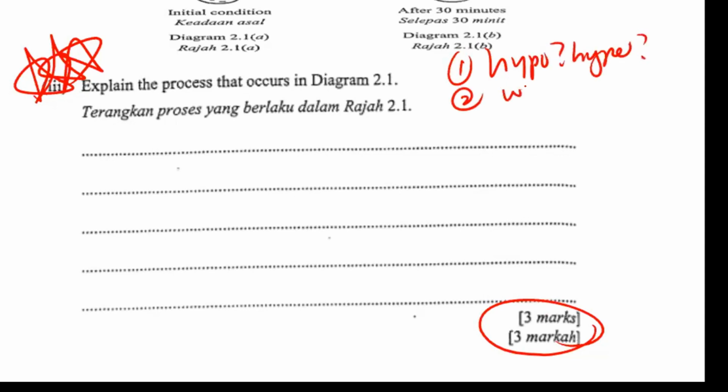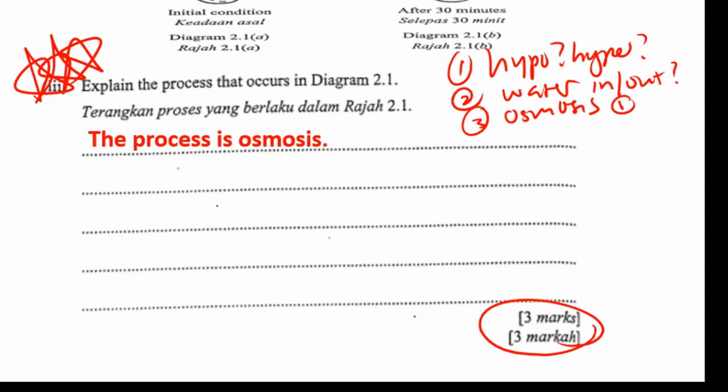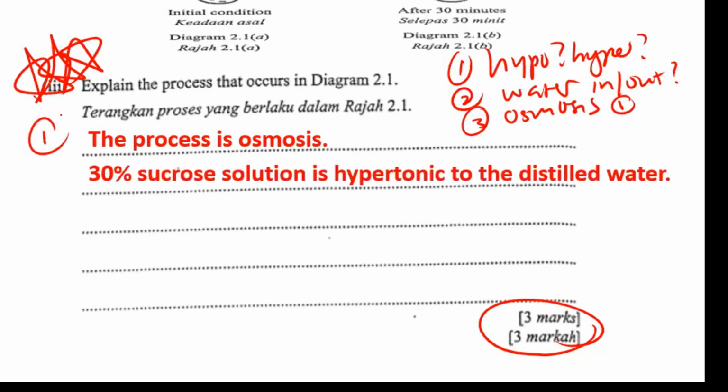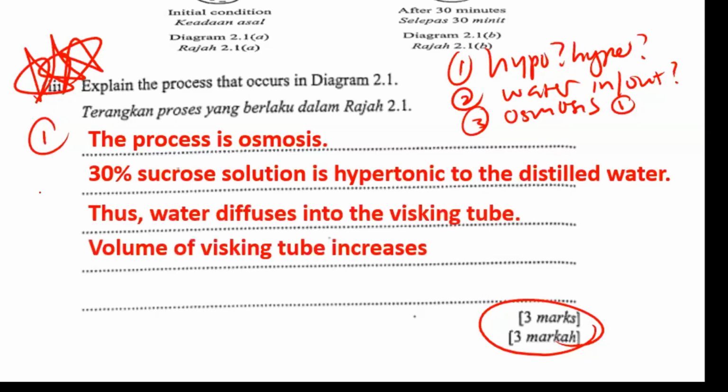Then water move in or out. Guys, did your teacher tell you, you get 1 mark just by mentioning osmosis? Okay. So look, process osmosis, terus dapat 1 markah. Don't care structure or essay, straight away get 1 mark. Okay, you mentioned which one is hypo, which one is hyper. Water enter the whisking tube, volume increase. I always try to put 1 more point just in case.